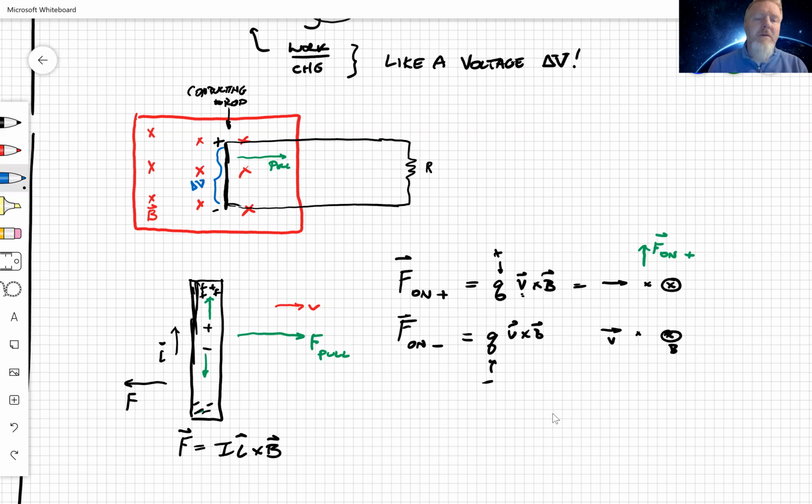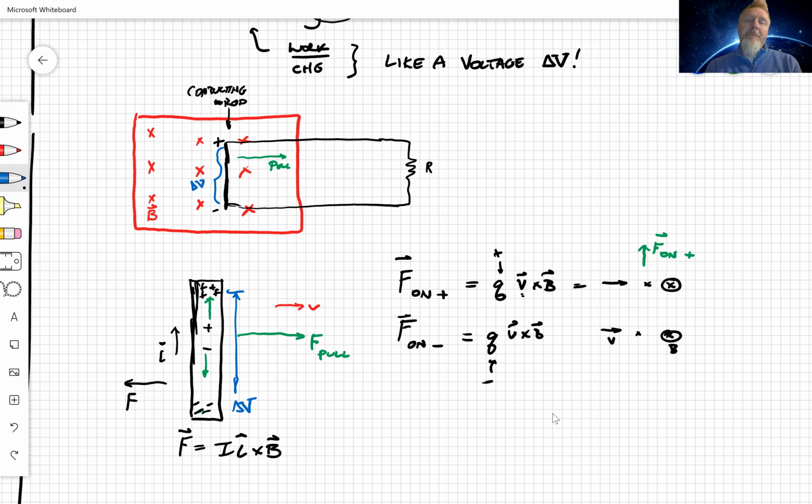Okay. The delta V I've established across the rod. Well, think about this, right? All these positive charges at the very top are repelling further positive charges from coming up there. But if I'm pulling hard enough, they'll go, right?